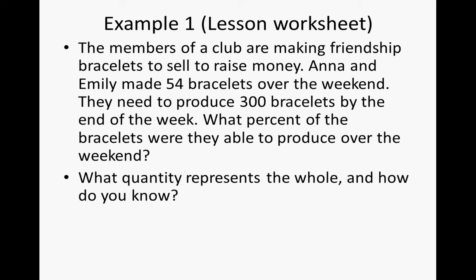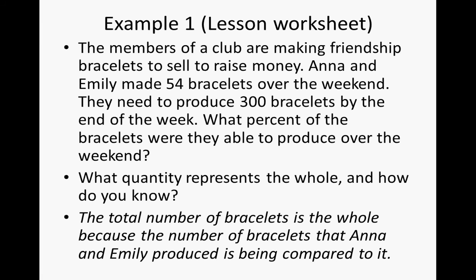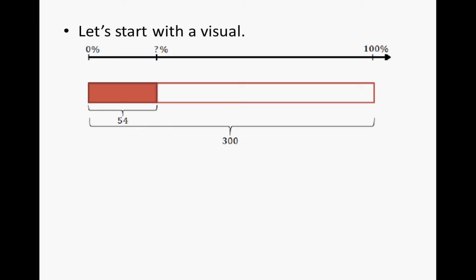So what quantity represents the whole, and how do you know? The total number of bracelets is the whole because the number of bracelets that Anna and Emily produced is being compared to it. Again, when we talk about percent problems, we always want to start off by identifying what is the whole, what is the percent, and what is the quantity that we're looking for. So let's start with a visual. If we have 300 bracelets, that's our whole. That is also equal to 100%. And then they made 54 bracelets.